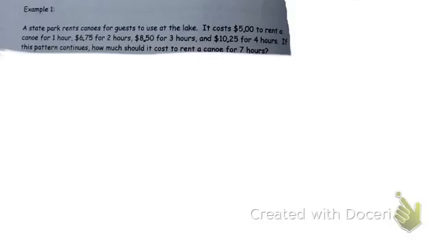First thing I do in a word problem is go back and underline my exact question. I find my question mark and backtrack to the asking word. So it's, how much should it cost to rent a canoe for 7 hours? I circled the 7 hours because that is important. It's not just for 1 hour, it's for the full 7 hours.